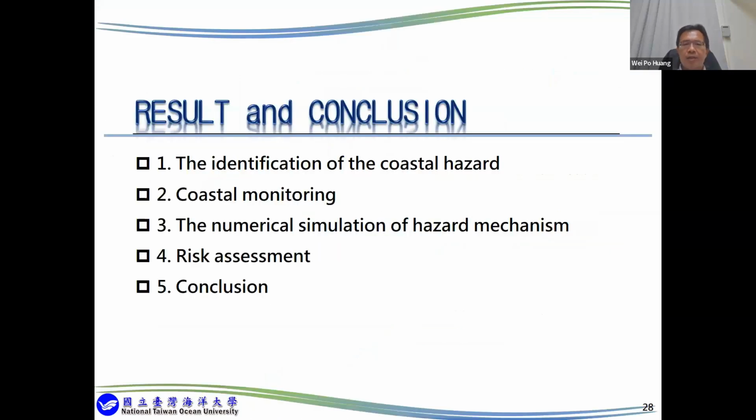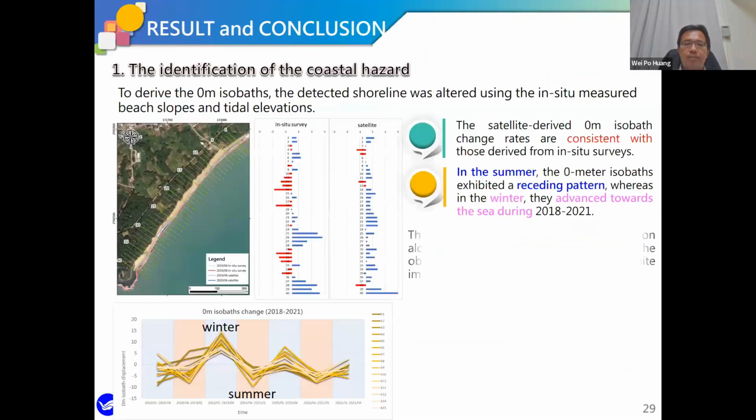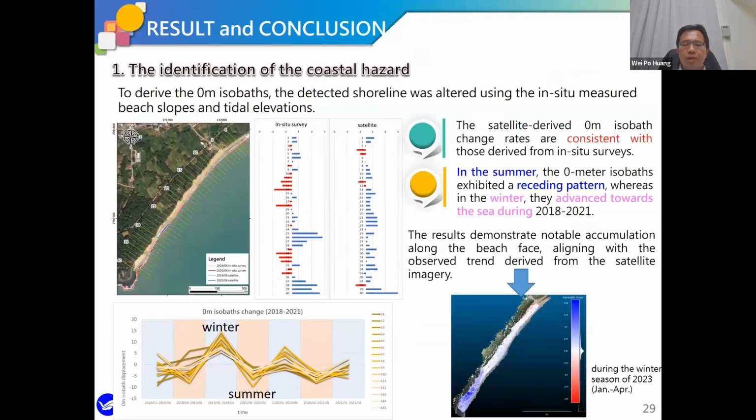Finally, let's proceed to share the result and draw conclusions. According to the historical information, the 3 islands were exposed to various types of coastal hazard, including coastal erosion and typhoon surges. The identification of coast hazards, specifically coastal erosion, involves a multi-step process.